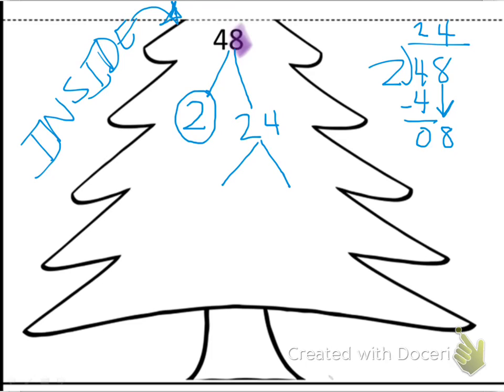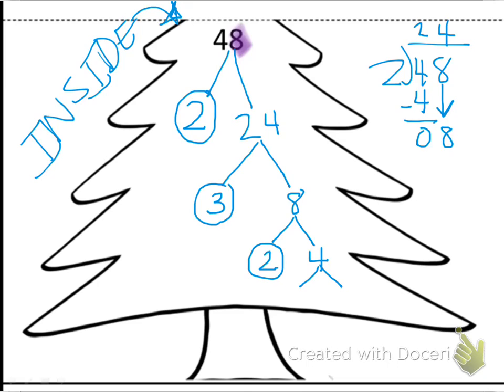What two factors, when I multiply them together, give us 24? Well, I always think of 3 and 8, because 3 times 8 is 24. Now, is 3 prime? Yes, 3 is a prime number, so I'm going to circle it. Is 8 prime? No, 8's not prime, so I'm going to continue down that branch of the tree. 8, what two numbers can multiply together to give us 8? 2 and 4. I'm going to circle 2 because it's a prime number. Now I continue down with 4.